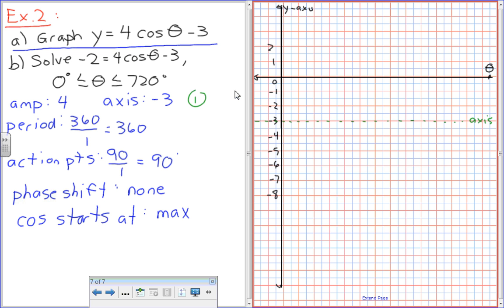All right, Julia, what comes next? Put your max and min. Max and min, which is going to be the amplitude, yeah. So what's the highest value going to be? Nope. 1, right? Because it's -3 and then you're going up 4 to 1, so this is my maximum.